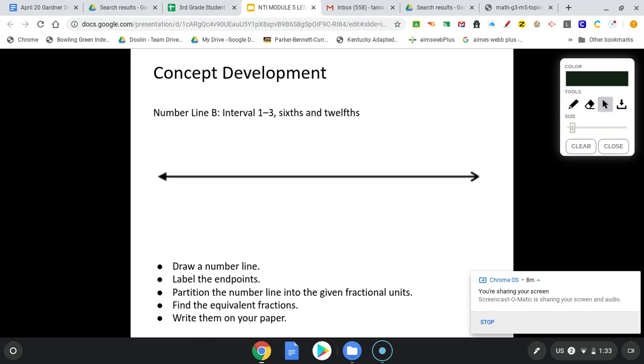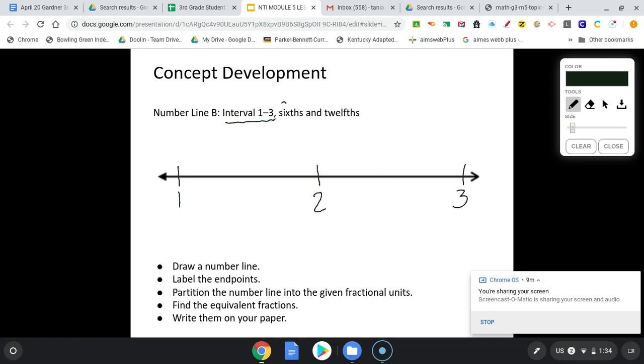All right, boys and girls, so now we're going to draw another number line. I want you to draw that on your paper. This time we have intervals of 1 to 3, so we're going to label this end point 1 and this end point 3. And what whole number is missing? Very good job. 2 is the whole number that is missing.